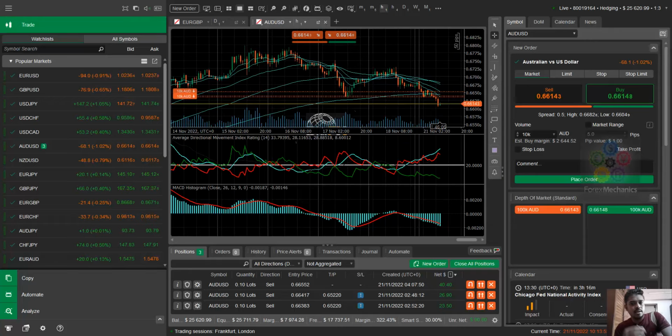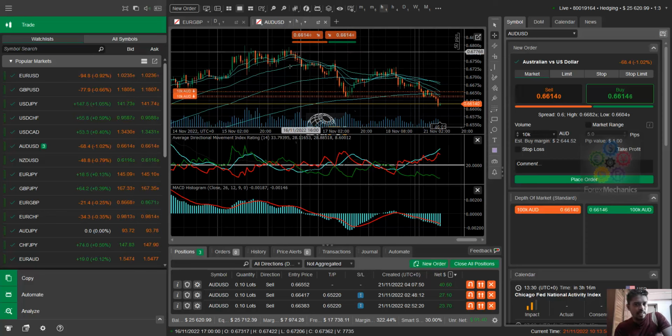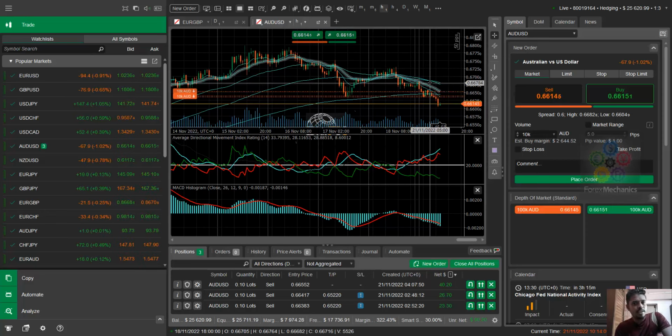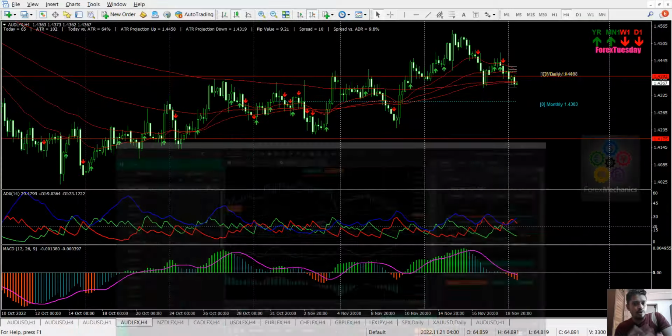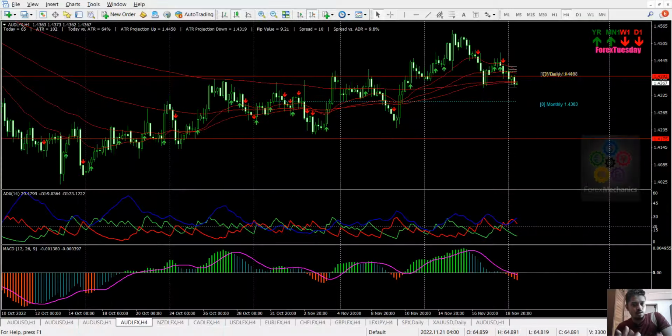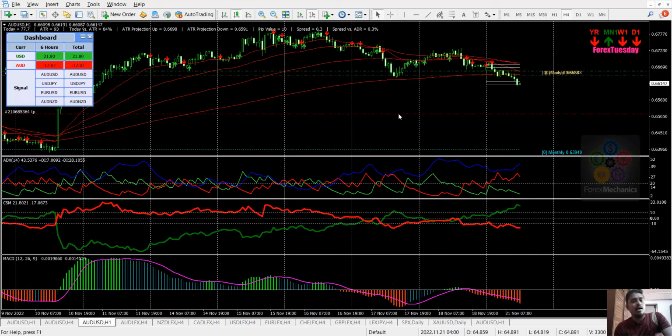The reason why I sold the AUD USD, my reasons were very clear. Dollar was strong, Australian dollar was weak. Obviously, there were some other points also which I look at even before selling or buying. And when all my points meet, in this case, all my points did not meet, barring this one trend indicator here.